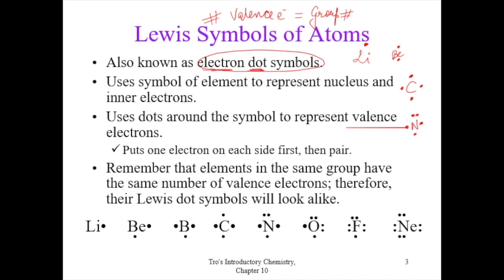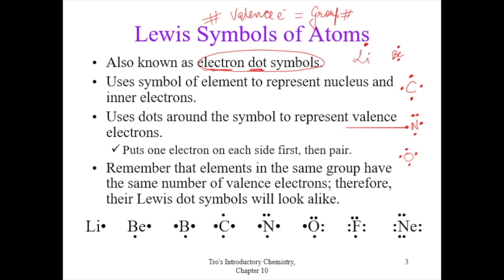How about oxygen? Oxygen carries a total of 6 valence electrons. It belongs to group number 6, so we need to distribute 6 electrons around it. How would we do that? Again, even if you can see that it has 6, do not start by pairing the electrons up. Always give 1 electron on each side: 1, 2, 3, 4, and now we can start pairing.